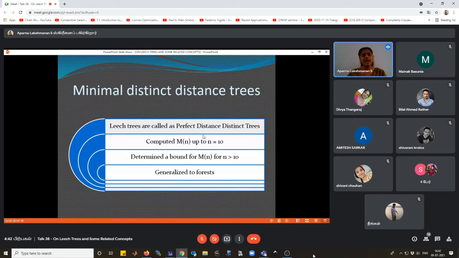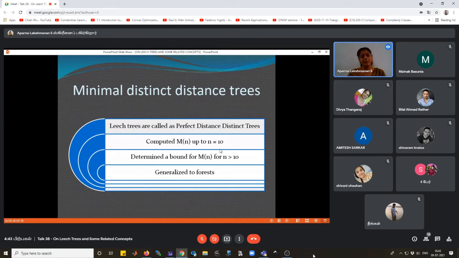And in that paper, they have computed the value of m of n up to n equal to 10. And for n greater than 10, they have obtained some bounds, but they haven't claimed that these bounds are strict. Maybe you can find a better upper bound, or maybe you can find the exact value of m of n for some n greater than 10. Both these questions are open.